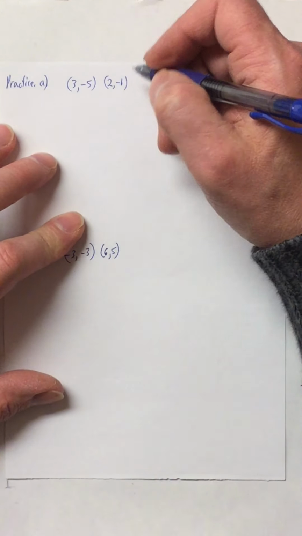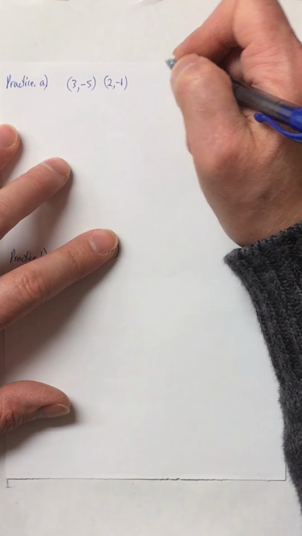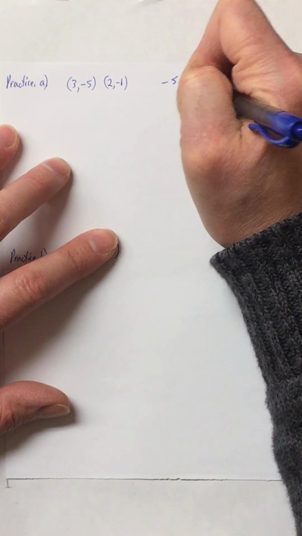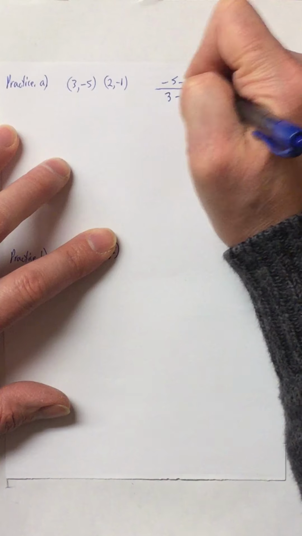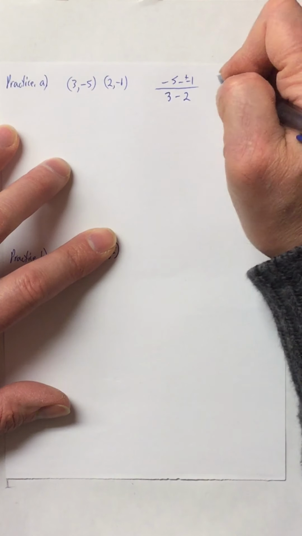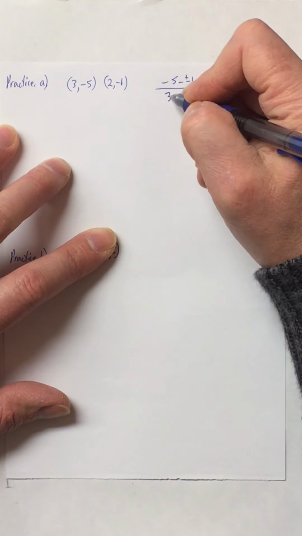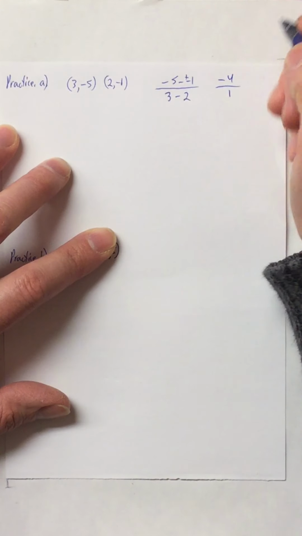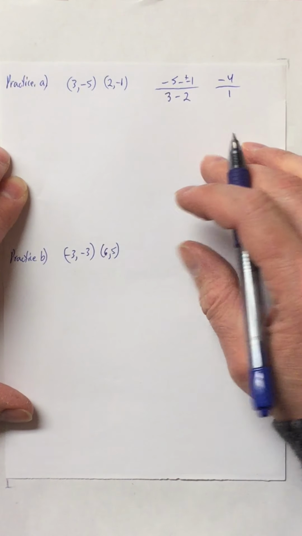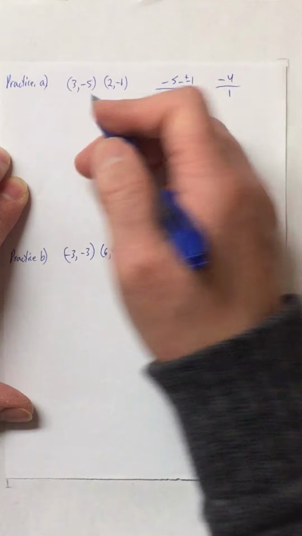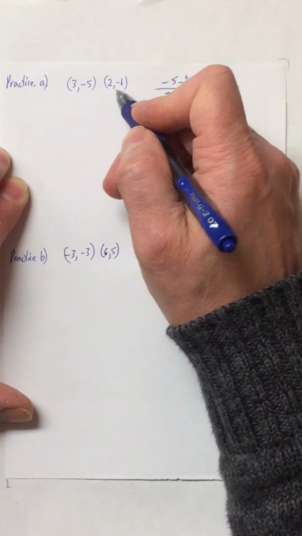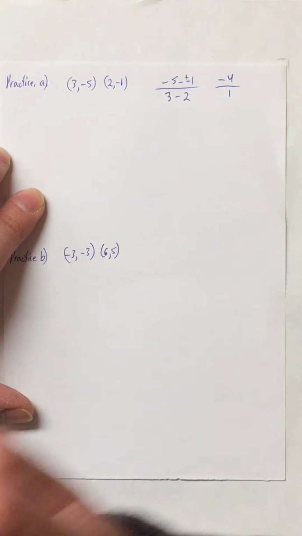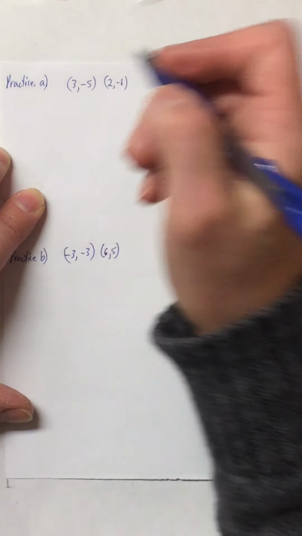Practice problem A. Let's find out our slope. Negative 5 minus a negative 1 over top of 3 minus 2. This becomes a positive. Negative 5 plus 1, negative 4 here. 3 minus 2 gives me 1. My slope is negative 4. I'm going to plug these values in here. I was just picking the first one. You can pick either one. Actually, these numbers look smaller, so let's go with the second ones for this one.